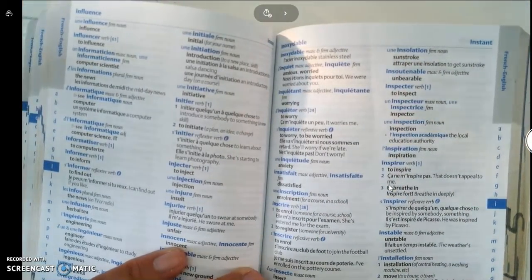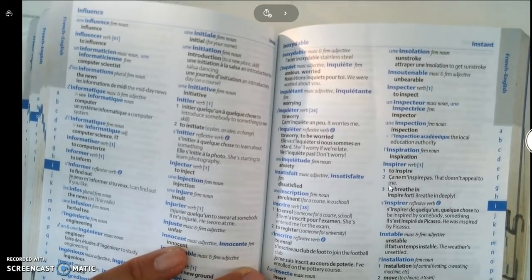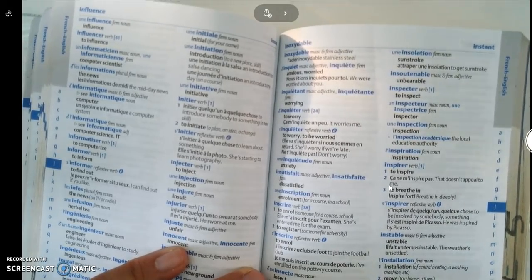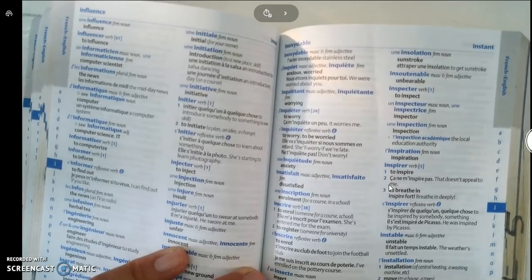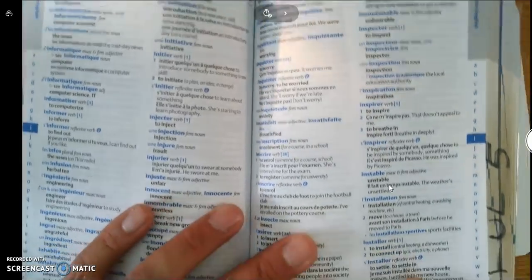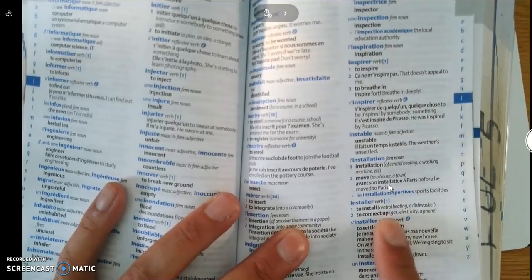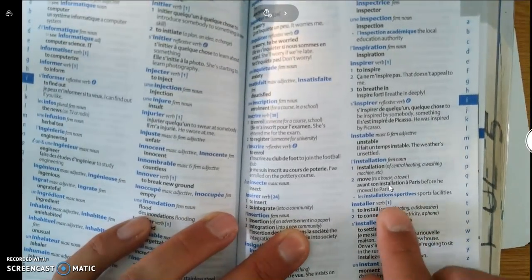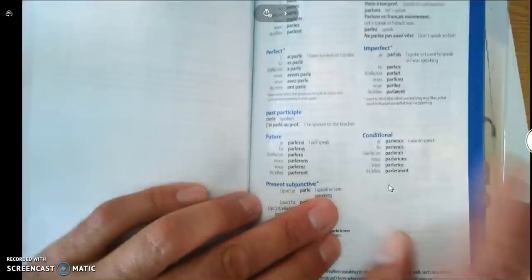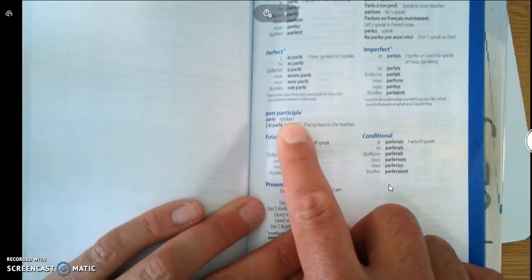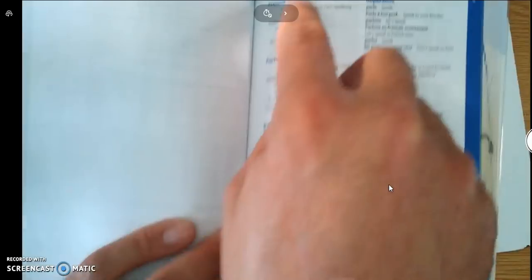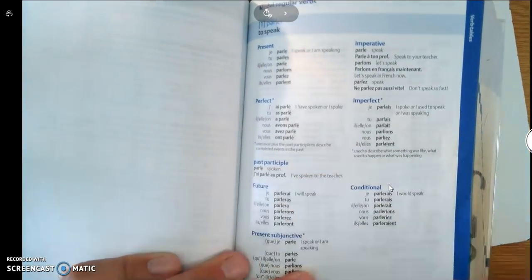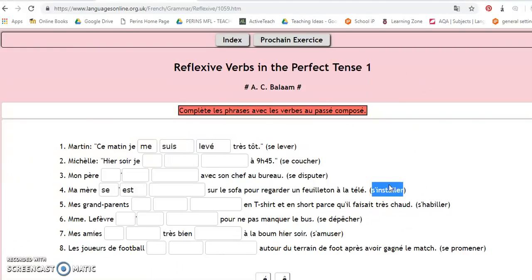Installer, verb 1. We've got s'installer, to settle, so settle down. To install, to connect. It doesn't matter what it means up here, as this meaning is different down here. What I can see, though, is it's a reflexive verb that conjugates with être, but it's a verb number 1. And we know that verb number 1, if I flip to it anyway, what we do in order to get to the past participle is we take off the ER from parler, and we just put an E with an accent. So we're going to do exactly the same thing with this.